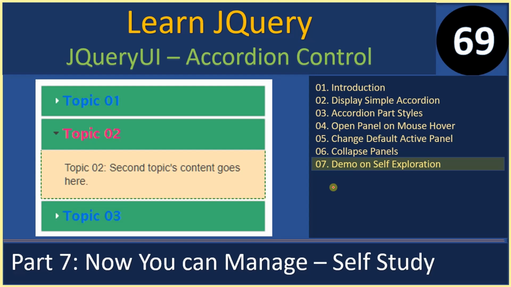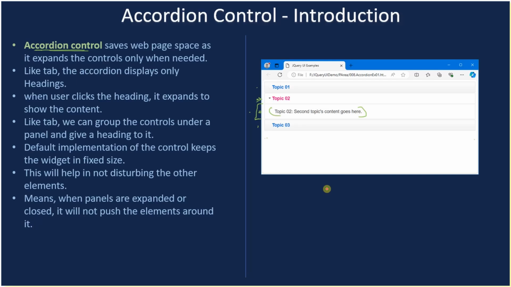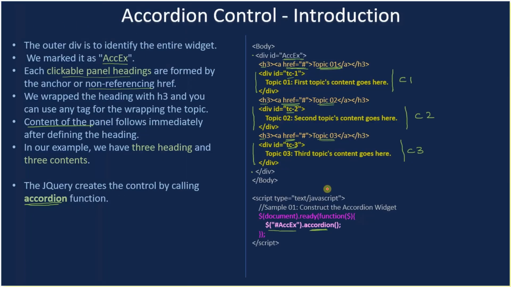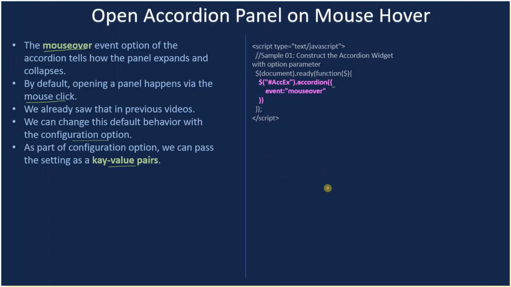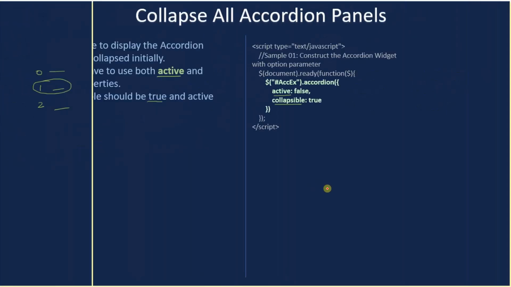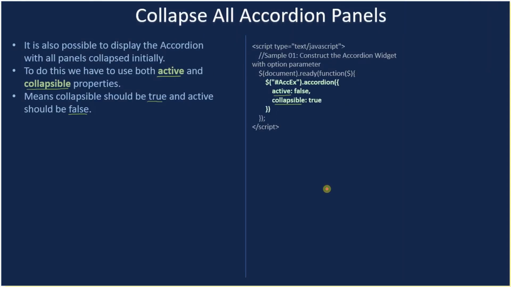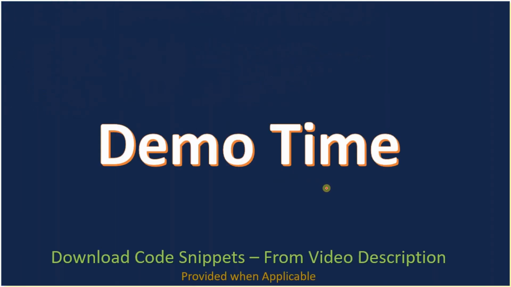Alright. Before we go on to the demo, let's review what we learned in this sub-series. First, we learned about the accordion control basics. Then we tried to display the control. After that, we tried to change the appearance by changing some of the CSS. Then we learned some of the configuration options. And in this video, we haven't learned any special event. Right, now let's go to the demo and see how you can explore other controls yourself, and that will conclude this jQuery as well as jQuery UI course. Alright, now let's proceed.